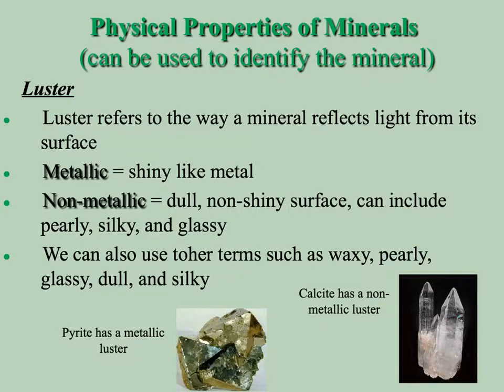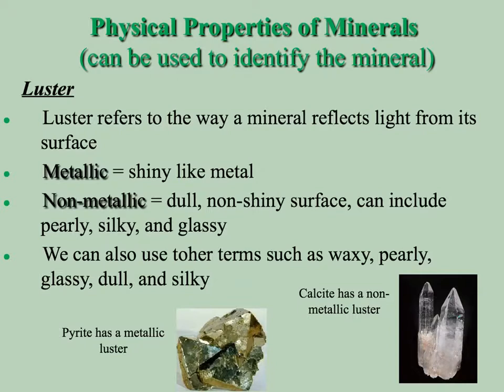So the next one is something called luster. Luster refers to the way a mineral reflects light from its surface. This is different than color. There's a subtle difference, and it's kind of hard to explain, but basically color is what we're seeing, the light being absorbed by the rock, whereas luster is how it reflects light.